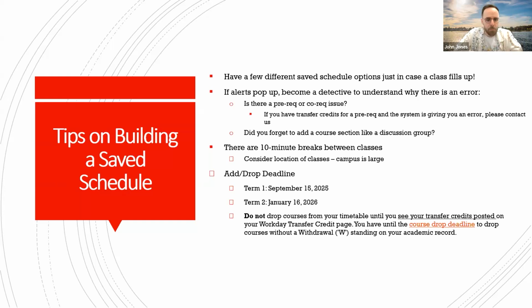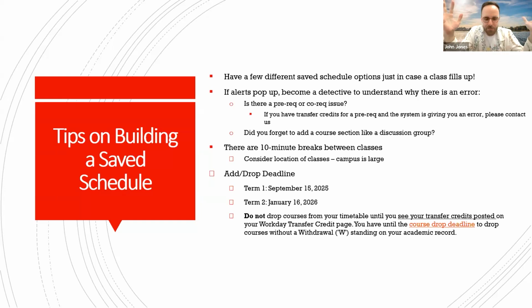If alerts are popping up when you go to register that saved schedule, or when you go to add anything to that saved schedule, you just want to make sure: is there a prerequisite? Is there a co-requisite issue? What's this error going on? Did I forget, when it was asking me to add the lecture and the discussion, to tick the discussion group? Just become a bit of a detective, trying to figure out what's going on here. Why is it not letting me add this course I wanted into my saved schedule?